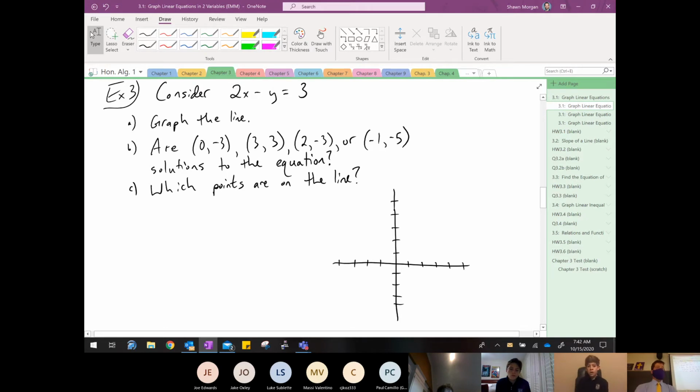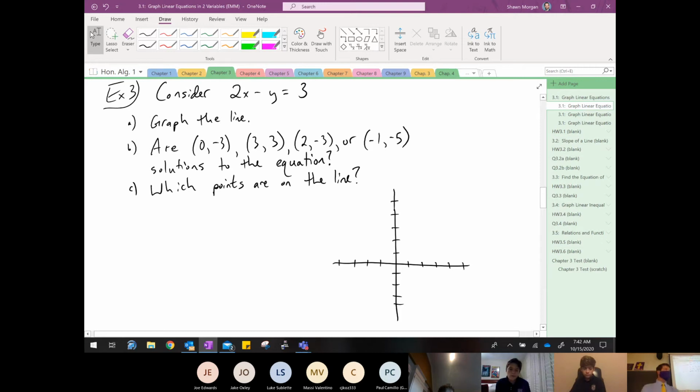Okay. Now, here's how I'm going to teach you to graph a line. I'm going to teach you 2 ways initially. Okay. The first way that I'm going to teach you to graph a line is using intercepts.